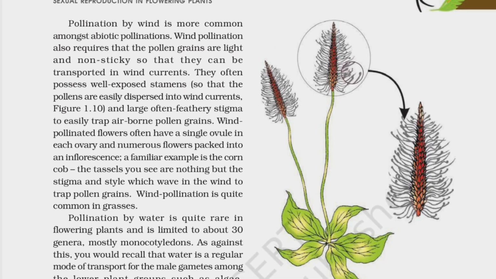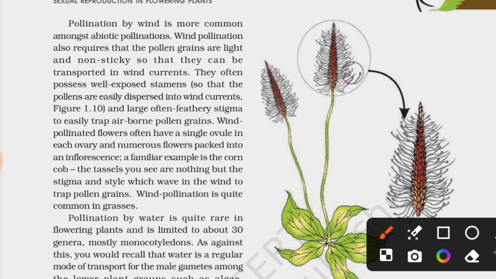Wind pollination requires that the pollen grain are light and non-sticky so that they can be transported in wind current. They often possess well-exposed stamens so that the pollen is easily dispersed into the wind current, and a large, often feathery stigma to easily trap airborne pollen grains. Wind pollinated flowers often have a single ovule in each ovary and numerous flowers packed into the inflorescence.